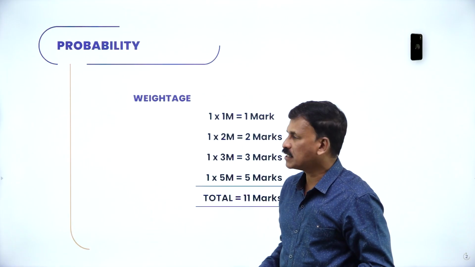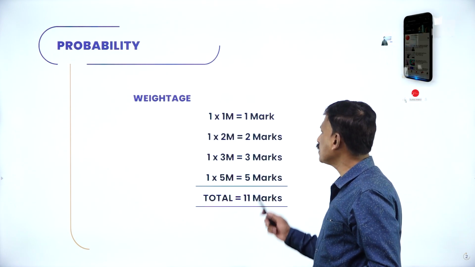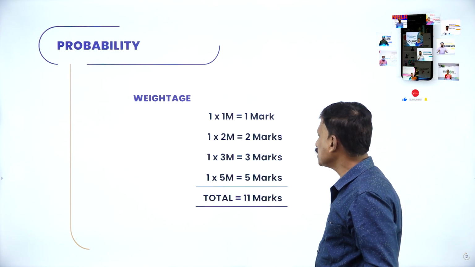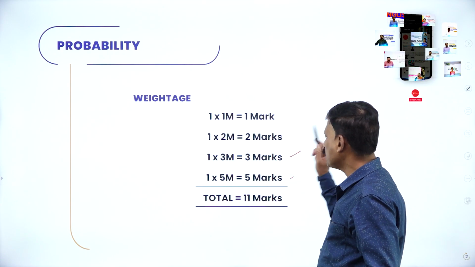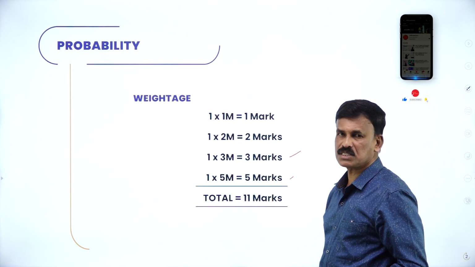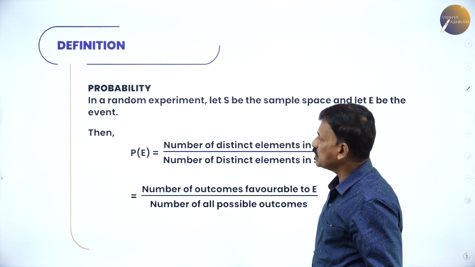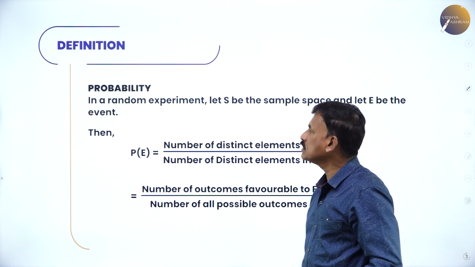Now let us take a look at what the weightage for this chapter is. In this chapter you will get one 1 mark question, one 2 marks question, one 3 marks and one 5 marks question. Totally you will get 11 marks from this chapter. Very easiest and simple chapter. Now let us take a quick look at the definition and how to find the probability.